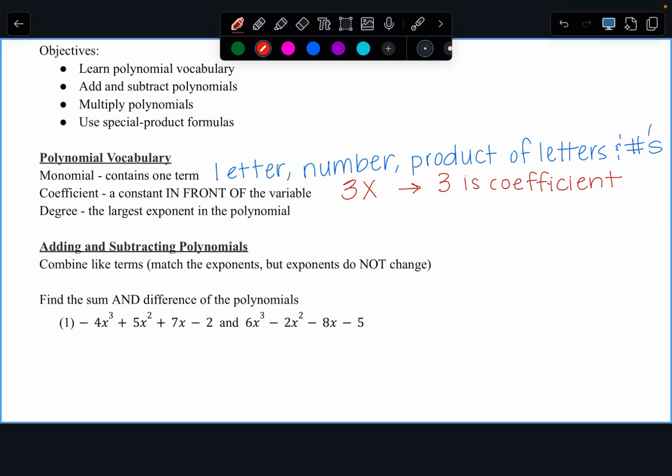Also, if you want highlighters, they're in here as well. You are more than welcome to borrow whatever you need.